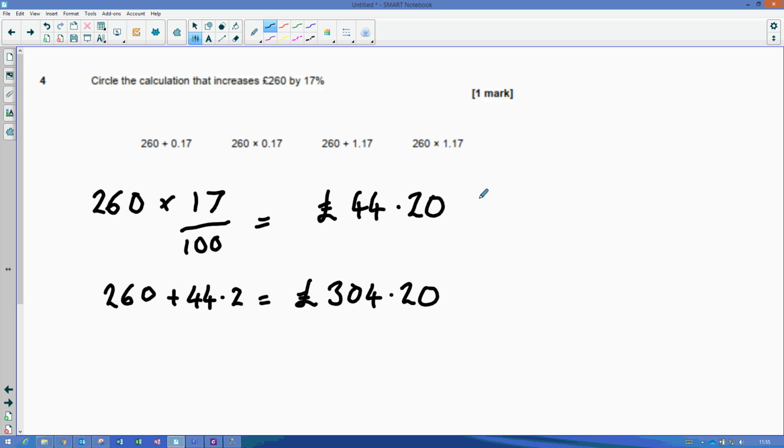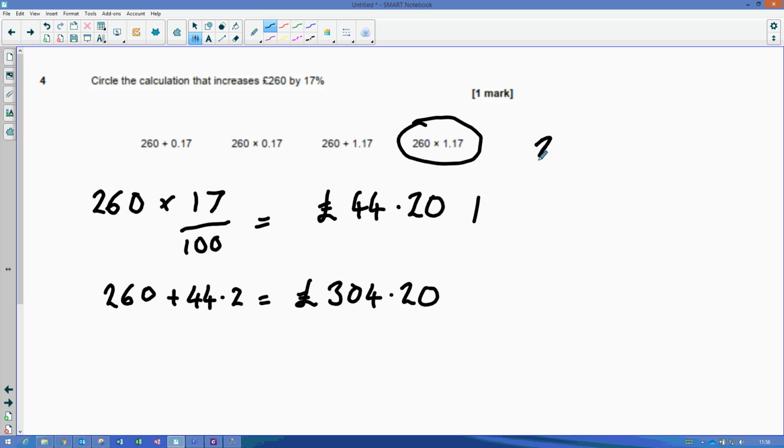This part of the calculation is actually the same thing as this, because 17 divided by 100 is the same as 0.17. But this isn't our final answer, so we can't circle that. Circling that is wrong. We won't get any marks. In fact, the one we need to circle here is this one.